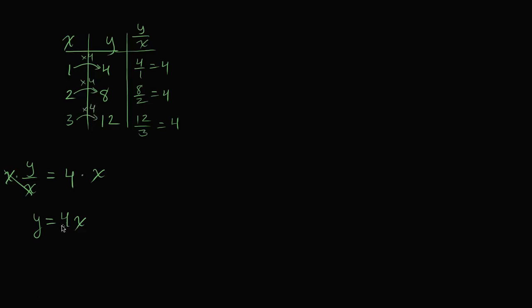And so 4, in this situation, is our constant of proportionality. Sometimes people will say proportionality constant. Constant of proportionality. Now sometimes it might even be described as a rate of change. And you're like, well, Sal, how would 4 be a rate of change?